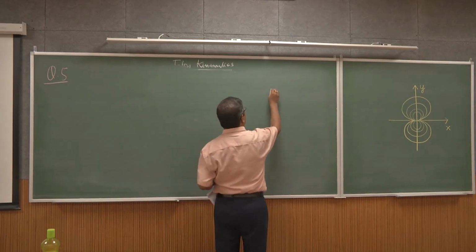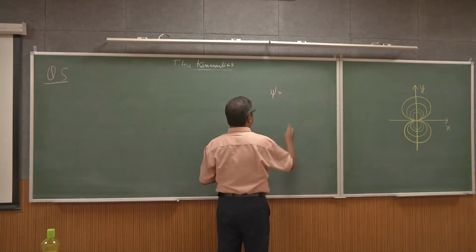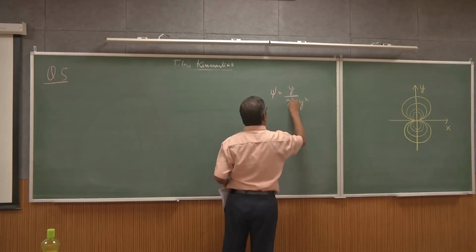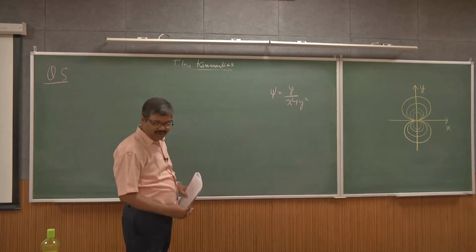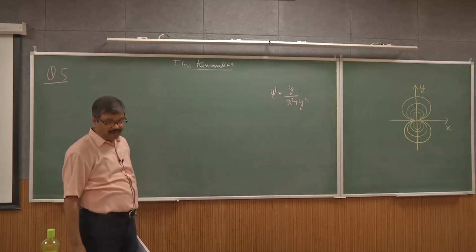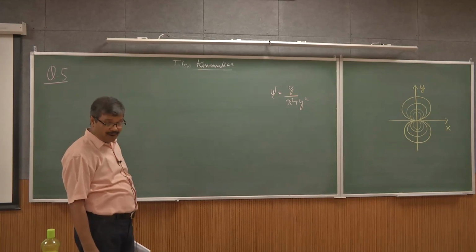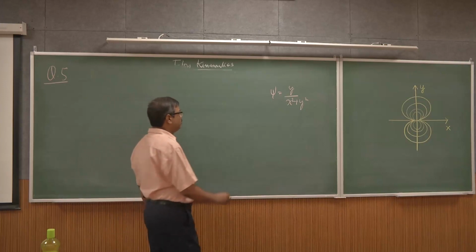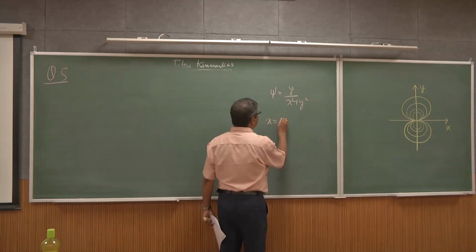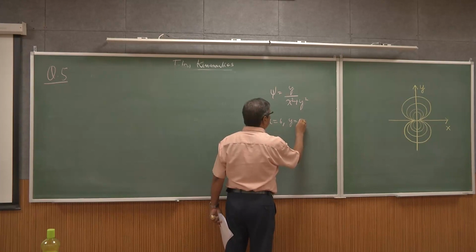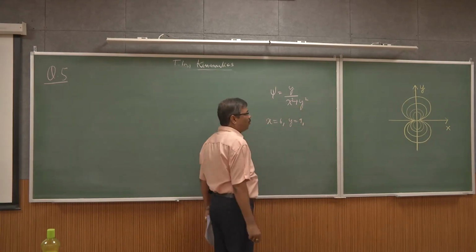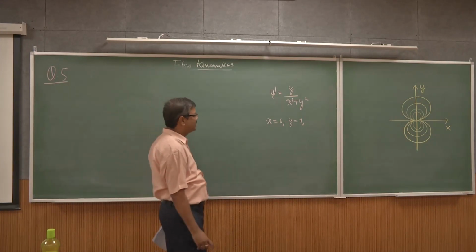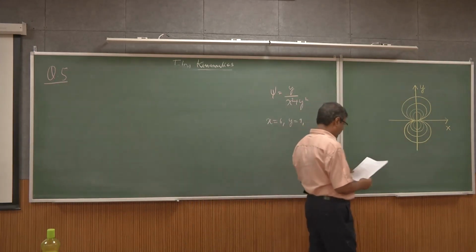The stream function is given to us. We have to find the directions of motion of the fluid particles at x equal to 6 and y equal to 9. At x equal to 6, y equal to 9, we need to know what the directions of the fluid particles could be.